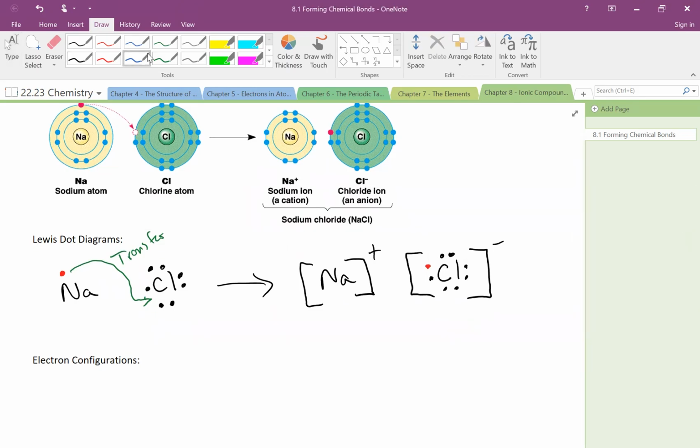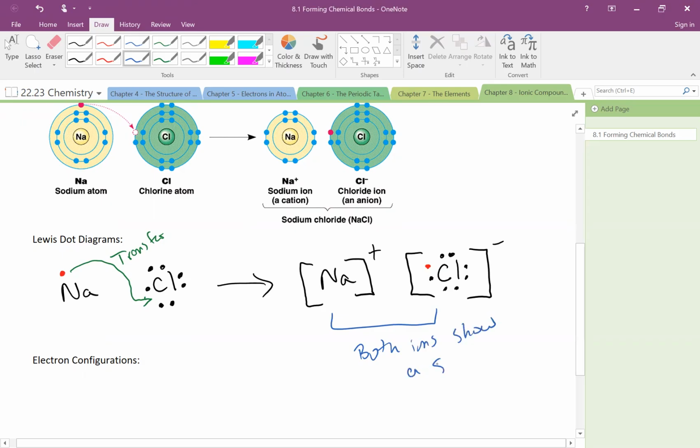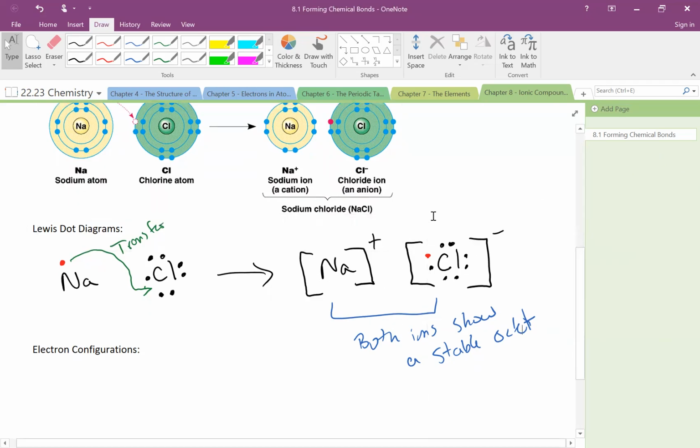And I do want to highlight that both ions show a stable octet. You can see that easily in the negative ion because it has 8 valence electrons. Know also that for the sodium, because it has no valence electrons, that means it's lost all of its outside electrons and it has achieved stability by forming a positive ion. And there we go. We've drawn our first Lewis dot diagram for an ionic compound. And in fact, this is how we're going to start to represent our ionic compounds.